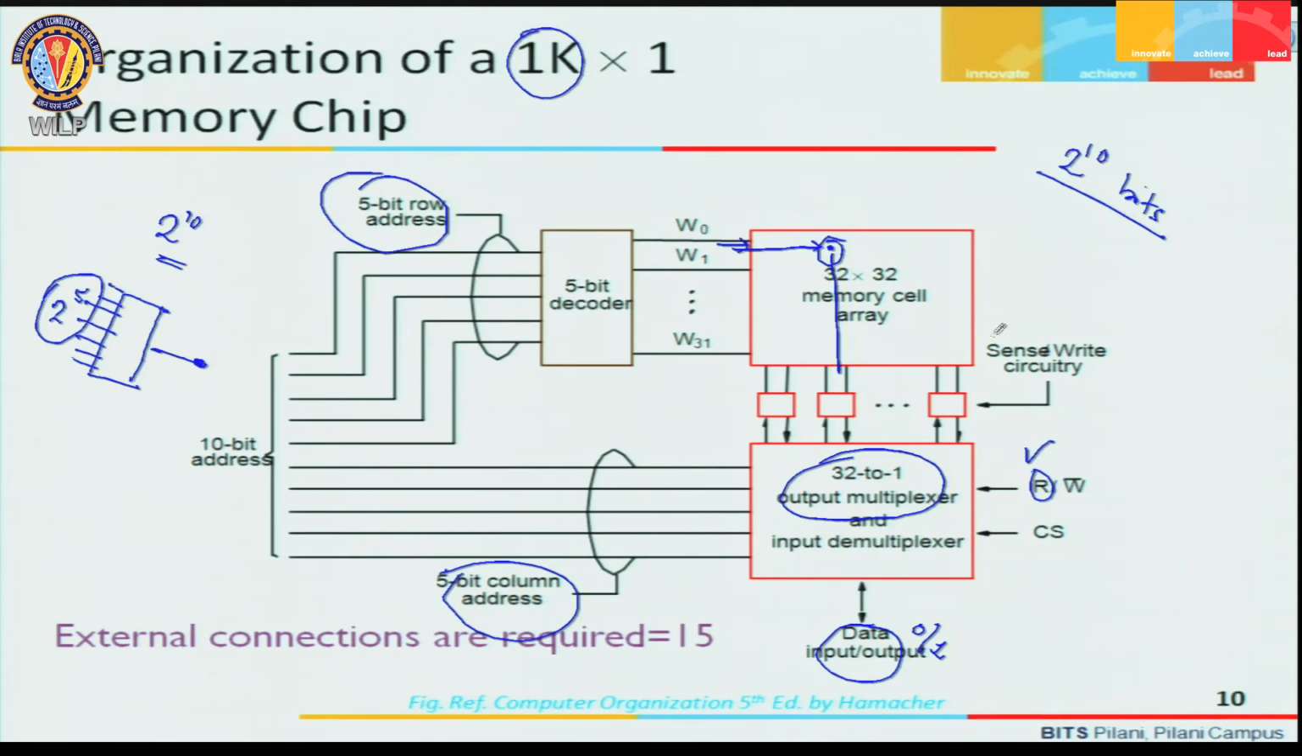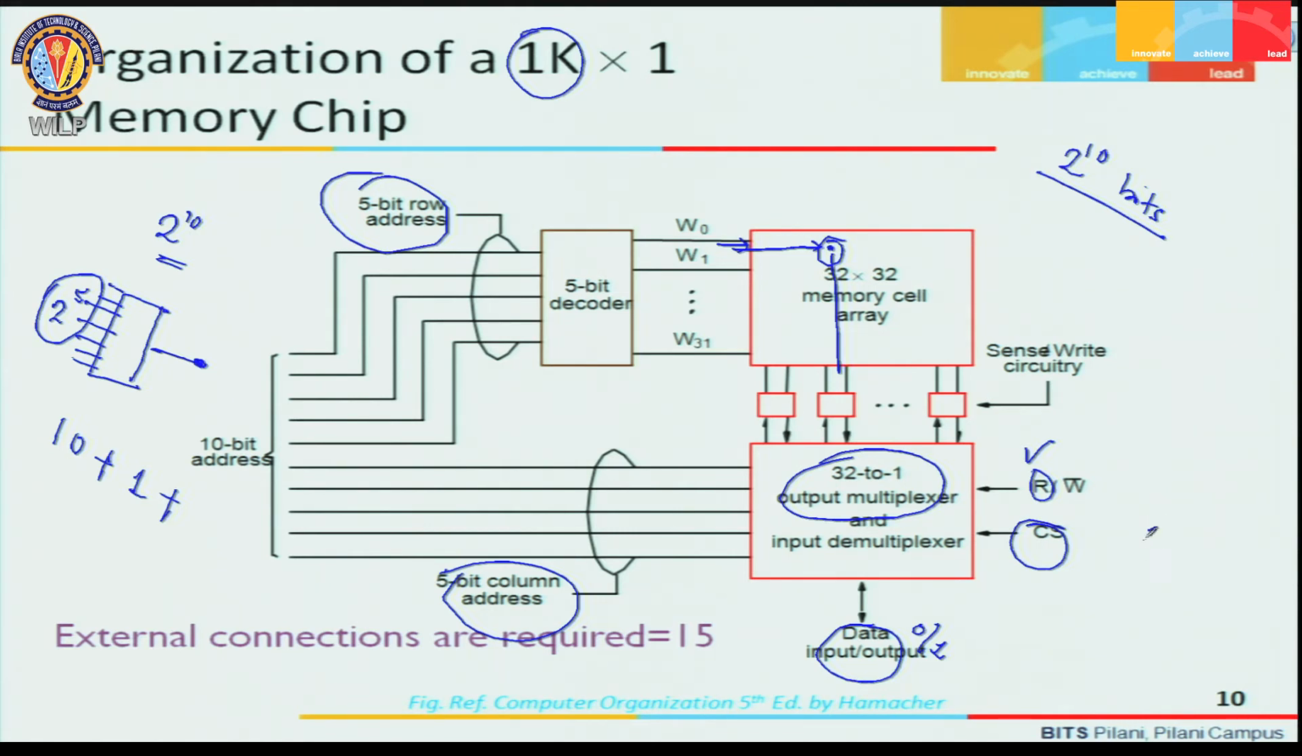Then chip select is there, one input. So, now look at this, this is how this 1 kilobit memory chip is designed. Now, how many external connections or pins are required in this case? Address bits, total 10 address lines are there. So, 10 pins for address, 5 for column, 5 for row, 10, and 1 output pin 11, and 1 read write and chip select, because for read write only 1 pin is required.